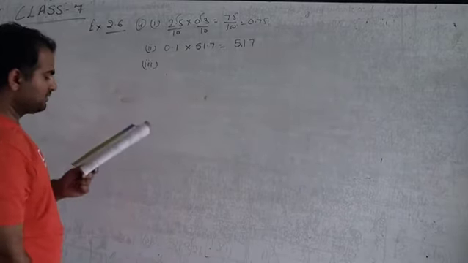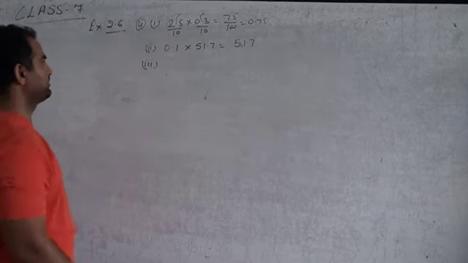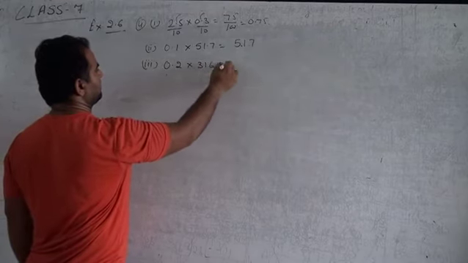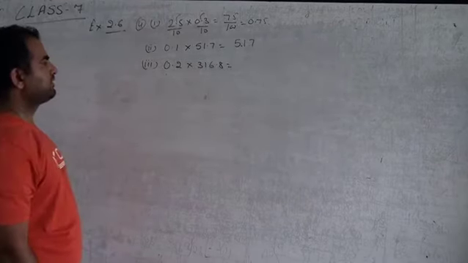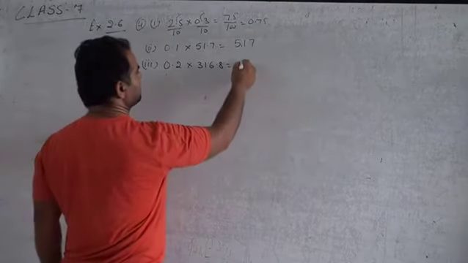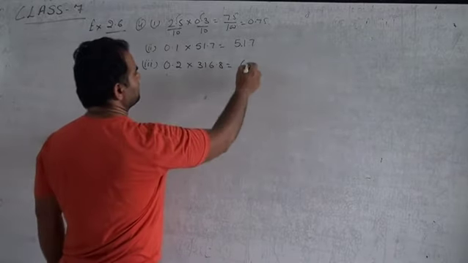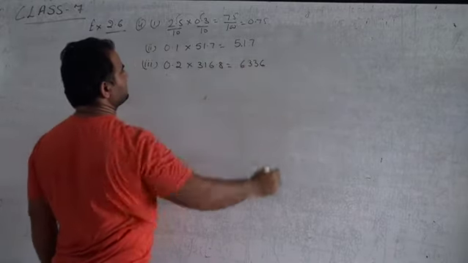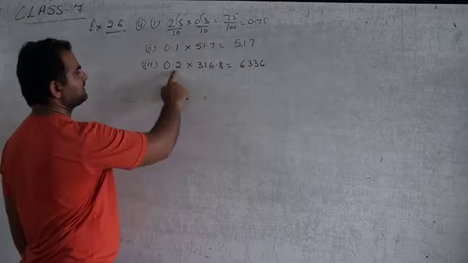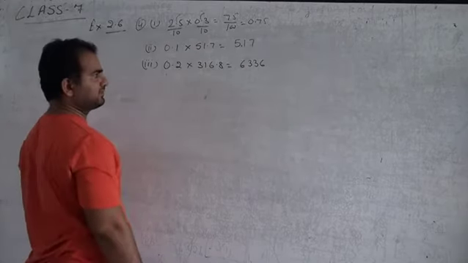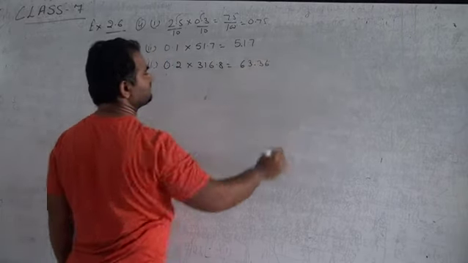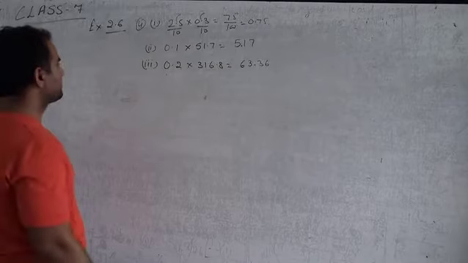Question number 3rd is 0.2 into 316.8. First of all, what we will do is multiply this number by 2. So it will be 6336. Done. This has 1 digit and that also has 1 digit after the decimal. So the answer will be 63.36.